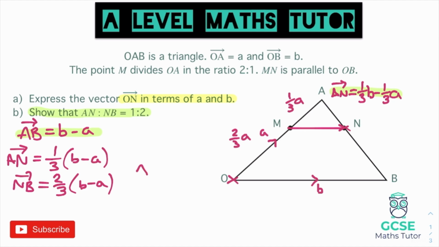So as a ratio of A to N, N to B, that has come out as a fraction which would be 1/3 to 2/3. And that obviously can be divided by 1/3, and that is the ratio 1 to 2. So there we go, we have shown that that would have to be the ratio 1 to 2 by looking at the full length of the line and the first part of the line.